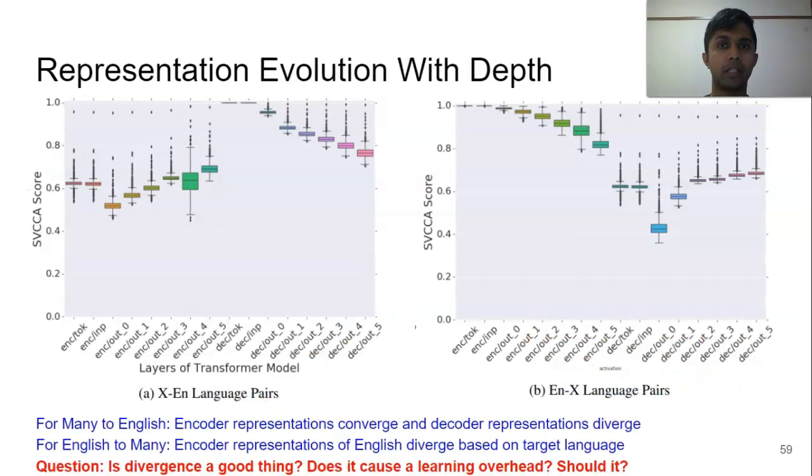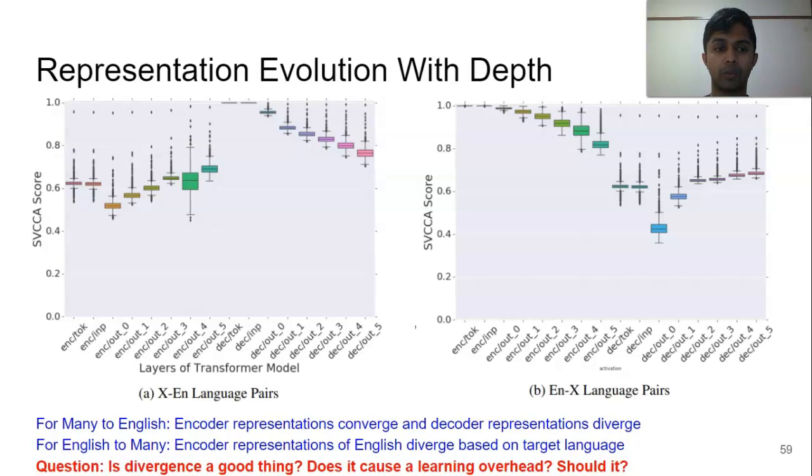Furthermore, a representation evolution study with respect to the depth shows that for many to English translations, the encoder representations converge and the decoder representations diverge. This can be seen in the two graphs above. For English to many translation, on the other hand, the encoder representations of English diverge based on the target language.